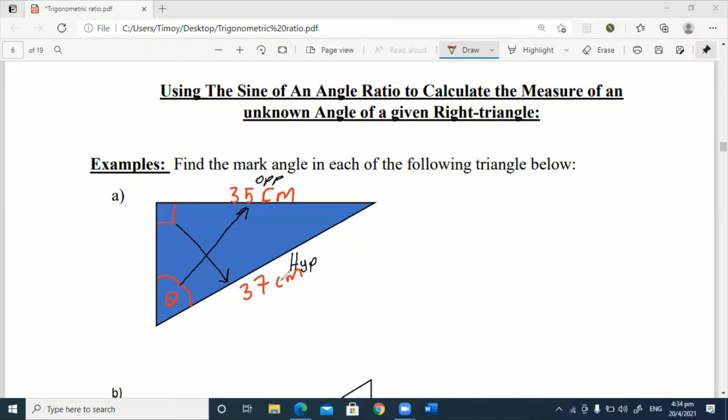Based on the information that we have, an opposite length, a hypotenuse length, and an angle that is opposite to that length, the most suitable ratio is going to be the sine of an angle ratio. So therefore, sine theta is equal to the opposite length divided by the hypotenuse length.